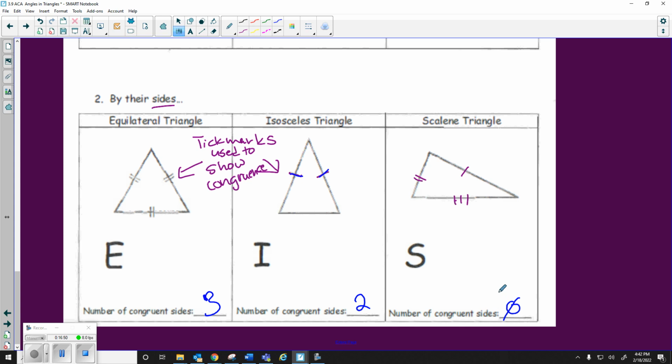Of course I have another cute little way that maybe you already know, a way to remember the different words: equilateral, isosceles, and scalene, because they don't really sound like 3, 2, and 0. Something my 6th grade teacher taught me is that in the first letter of those names, equilateral has 1, 2, 3 parallel lines, 3 parallel lines, and that means 3 congruent sides.